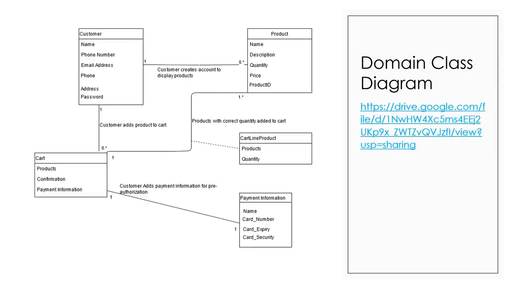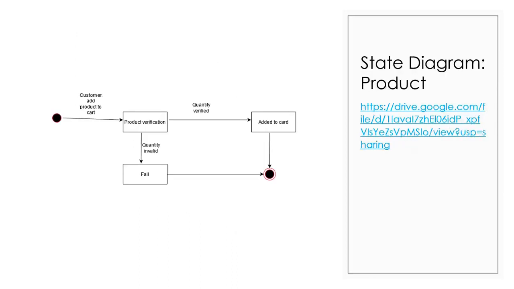The domain class is the same as the previous use case. The customer will add the correct quantity of product to the cart and it will get pre-authorized for the cart. Next is the state diagram for the product. It will show us the product object in different states. When the customer clicks on the product to add it to the cart, the product is first verified if the quantity is correct. If it's verified, then the product is added to the cart. If not, then it fails and it goes to the beginning.